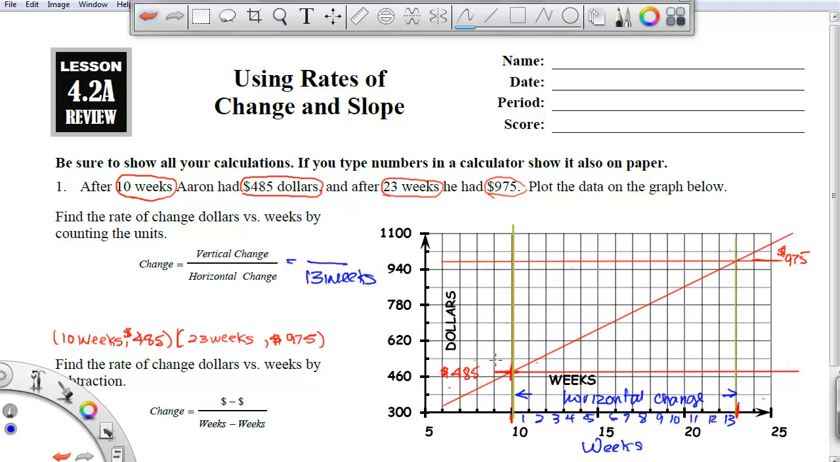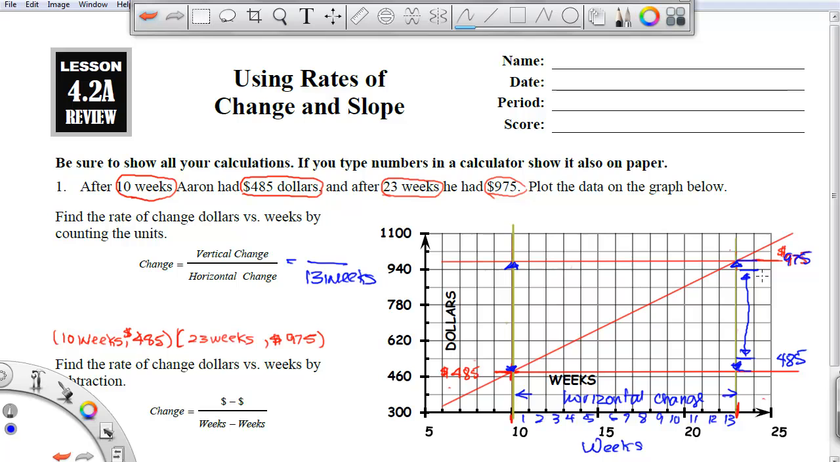Now that's the easy part. The hard part is doing the vertical change. The vertical change is how this changes along these axes. See, I start here at 485, I go up here to 975, right? And that is 975. So how far is it from there to there? Well, when you count it, you can't count these as wholes, because look, they're not whole. They only go from there to there. That only goes from there to there. So these are not whole pieces. But I can count this from there to there.